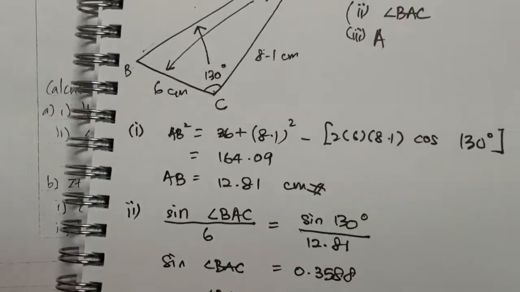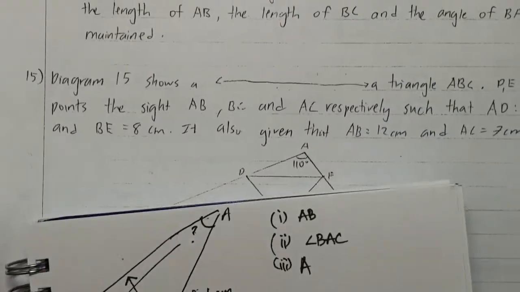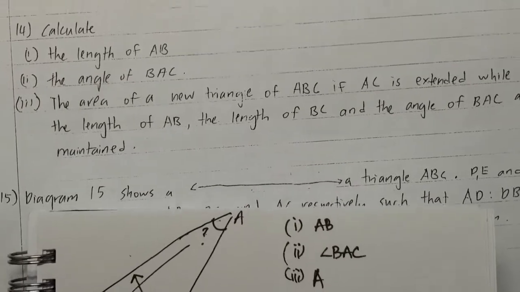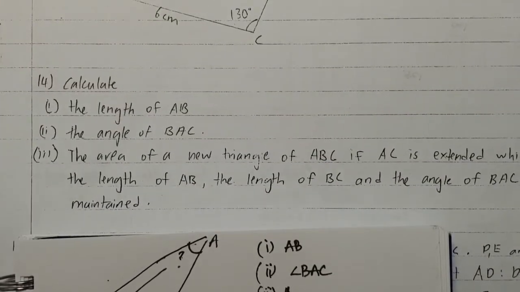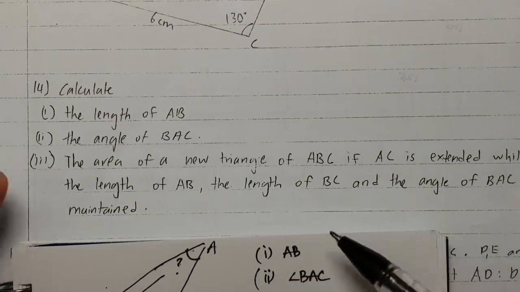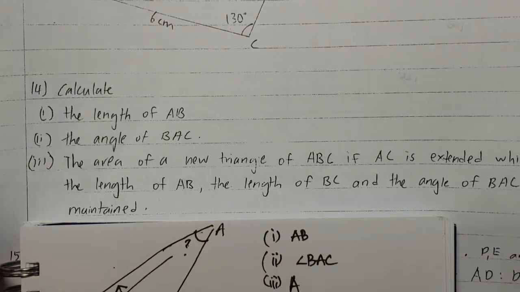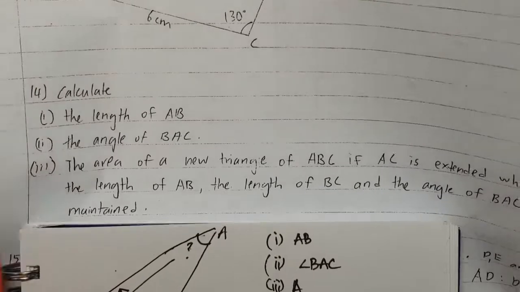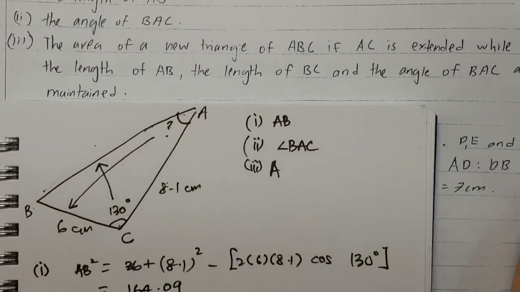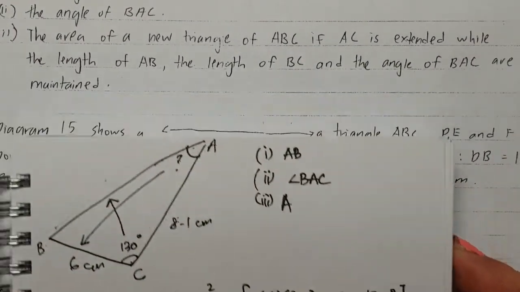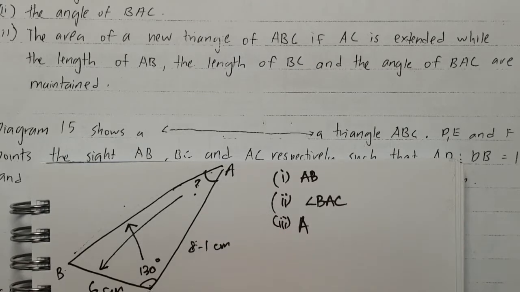Now, next part, we need to find the area. This is the ambiguous case. Find the area of the new triangle ABC, if the AC is extended. Where is AC? Here. The AC is extended. I need to use another color of pen so that you can see.